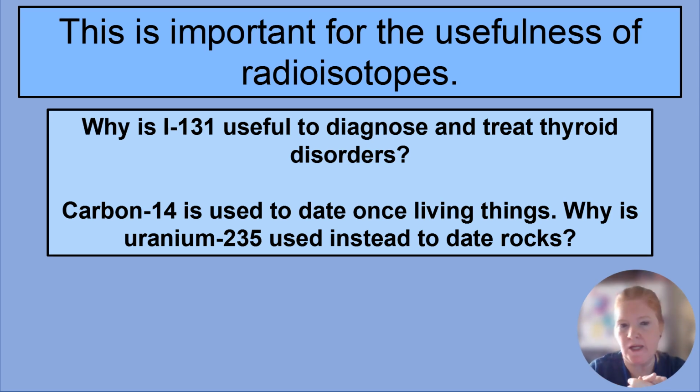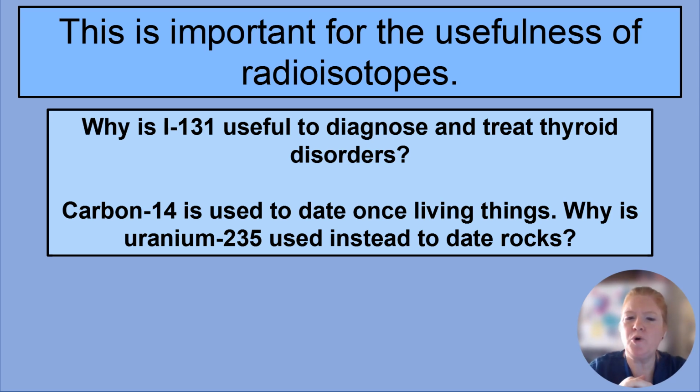So why is iodine-131 useful to diagnose and treat thyroid disorders? Because its half-life is appropriate to be in a human. Okay, it's not lasting for billions of years. Carbon-14 is used to date once living things. Why? Because organic chemistry is the backbone of things that are alive. Protein, carbohydrates, everything. So it's found in living things, first of all, so it's useful.